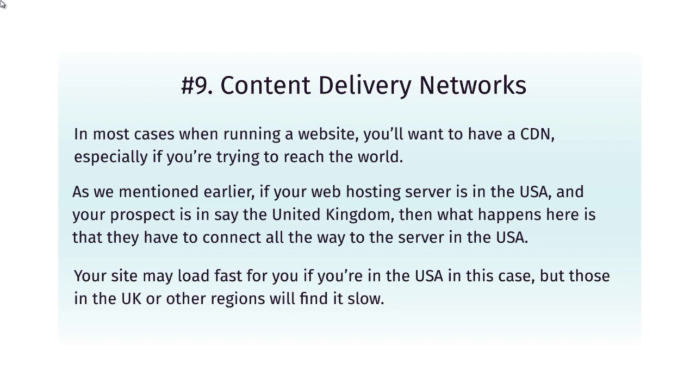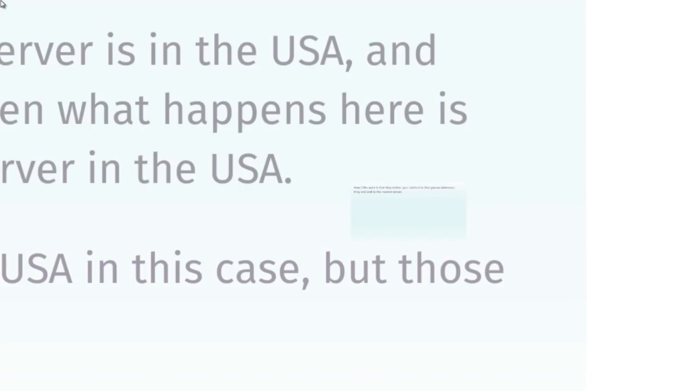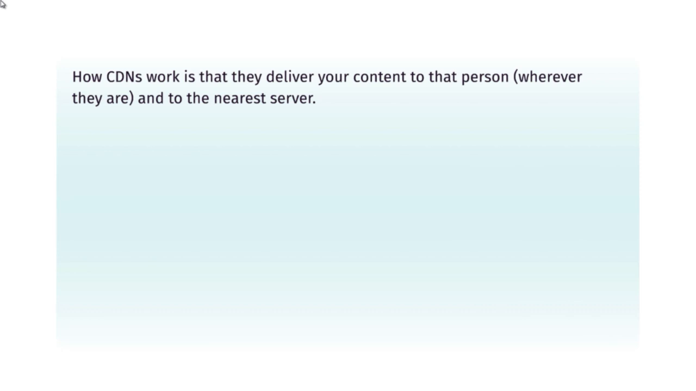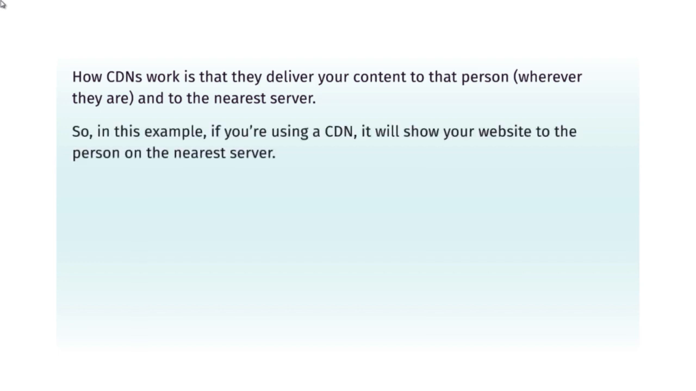So if you change your web hosting to a specialized WordPress hosting, and you add a content delivery network, and you implement the elements that we talked about to make sure that your site is not too big, those few things can actually speed up your whole site. So, how a CDN works is they deliver the content to that person from the closest server to them. As we mentioned in this example, if you're using a CDN, it's going to show your website to that person through the closest server. So it really makes life a lot better for your visitors no matter where they are.